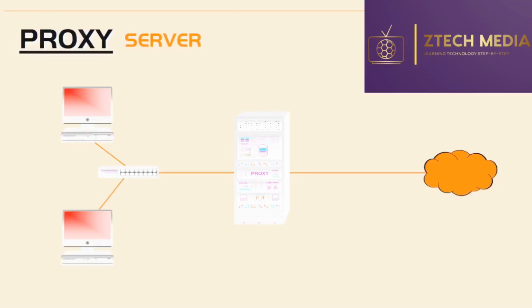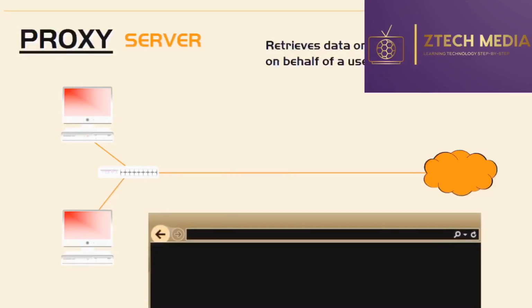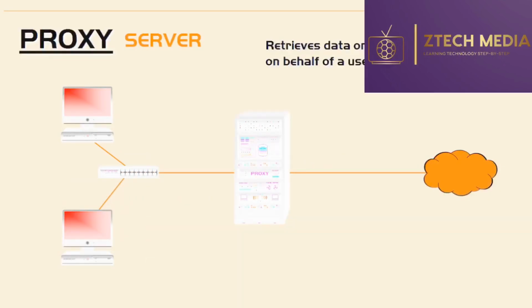So what is a proxy server? As you can see on the screen, there are two computers connected to a router, and there is a proxy server in between, and then it's trying to access a website. So what it is doing is it is trying to retrieve data on the internet on behalf of a user. So the user tries to access example.com or any other website, and the request goes to the web server of the website and comes back.